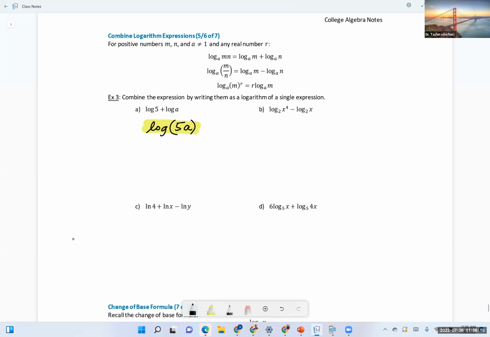All right, so this one is log base 2, log base 2. So I can write one log base 2, and this is x to the 4th power minus x, so it's divided by x. I don't really know if you should write it with the log base 2 of x cubed, because that actually is what it is. Either one of these would be fine.